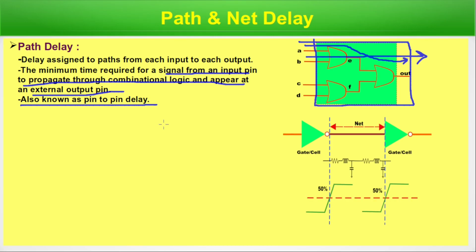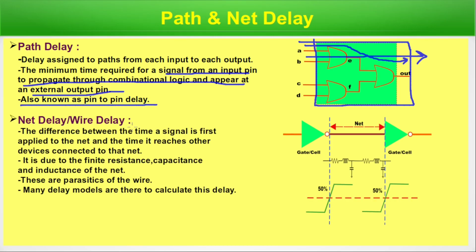Now net or wire delay. This net or wire delay is basically interconnect delay. We have already discussed it in a series. It is the difference between the time a signal is first applied to the net and the time it reaches the other devices connected to that net. It is due to the finite resistance, capacitance and inductance of the net. Because of its size, the inductance effect is also there.